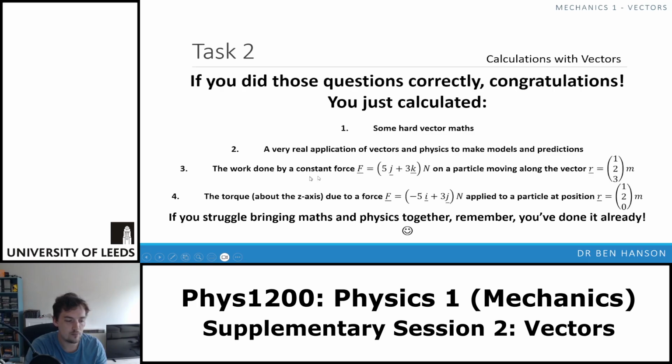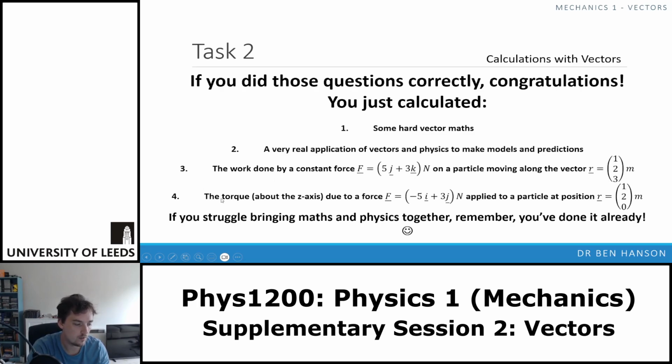The work done by a constant force F on a particle moving along the vector R. So that's what that dot product was there. The work done by a constant force F on a particle moving along that vector, along that path. The work done is F dot R. There we go. That's the work done. A form of physics calculation of energy.